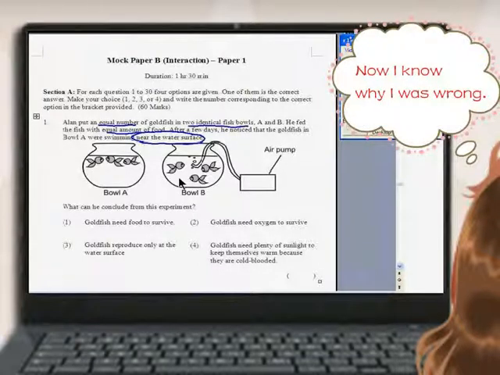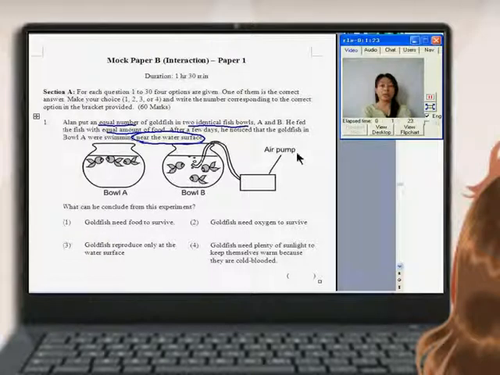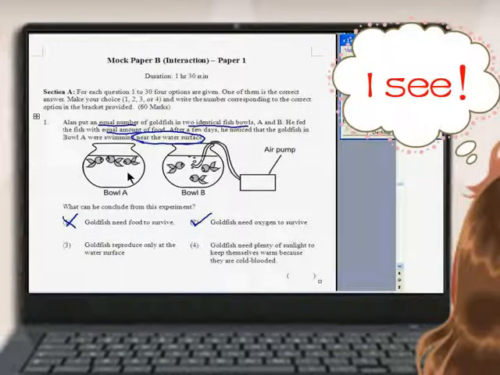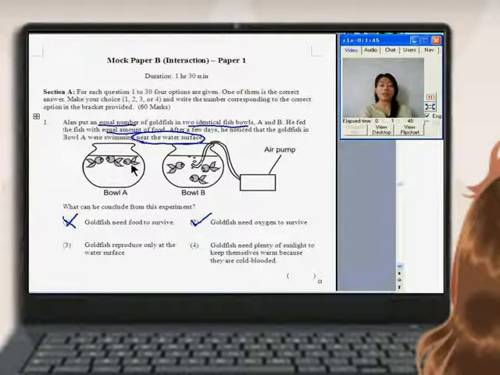So we note that the difference between bowl A and bowl B is really the air pump. First, goldfish need food to survive. They have the same equal amount of food. So fish floating near the water surface in bowl A doesn't tell that. 2, goldfish need oxygen to survive. Yes. The fish that do not have air pumping into the water are floating near the surface so that they can get more oxygen, whereas the fish in bowl B do not need to swim to the surface because air is pumped into the water. They have sufficient oxygen.